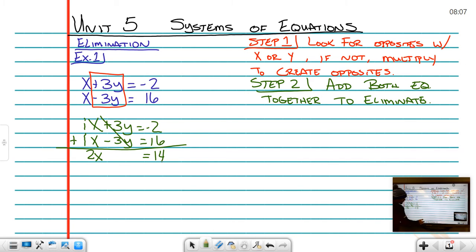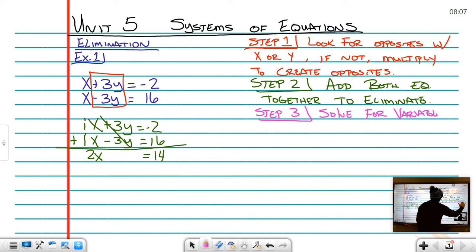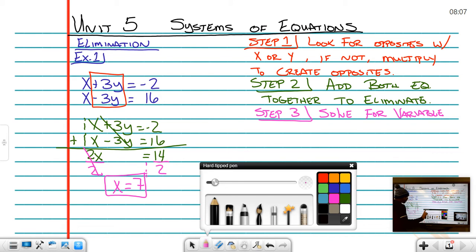Okay, so we can make that step 3. Once we add them together, now we're going to solve for a variable. In this instance, our variable is x. Okay, so I'm going to solve for x here, and we just use our rules for equations. Opposite of multiplication is division. Divide by 2. What we do to one side, we have to do to the other. And x is going to equal 7. Okay, so I've solved for x there. So just like our last class, we are not done because we have to solve for y now. All right, so we have one more step here.